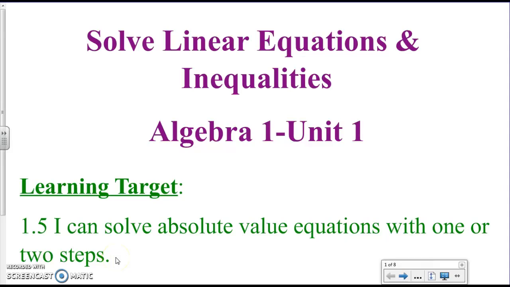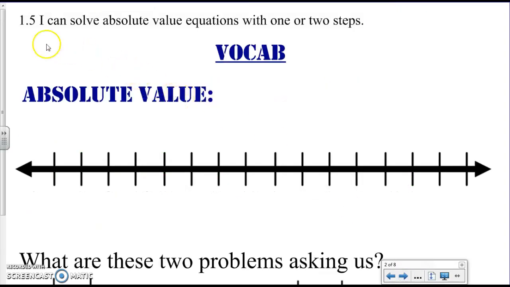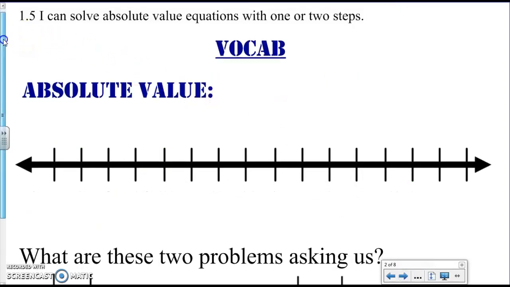Today we're going to continue with solving equations, but we are going to focus on a special type called absolute value equations. We are going to only address one-step absolute value equations in this video. In the next video, we'll talk about two-step absolute value equations. So, what is an absolute value?